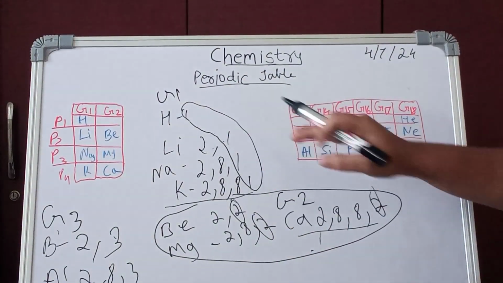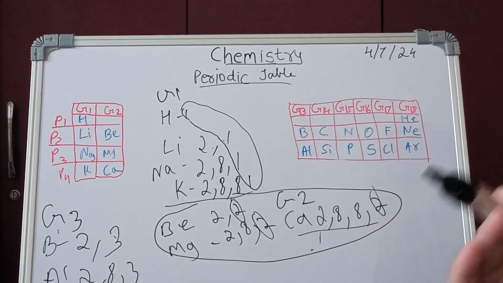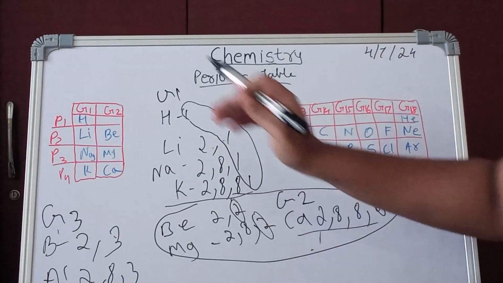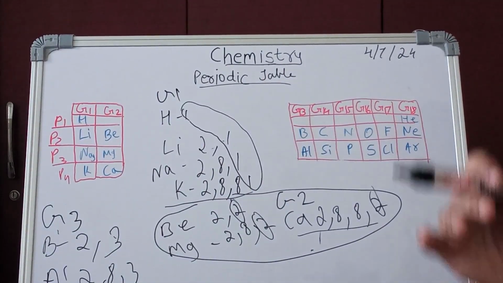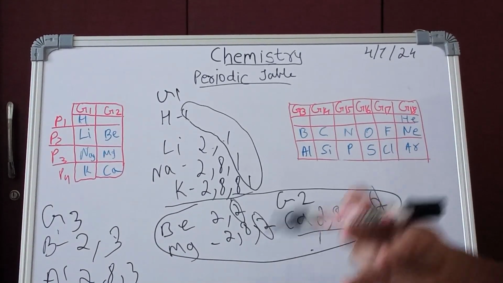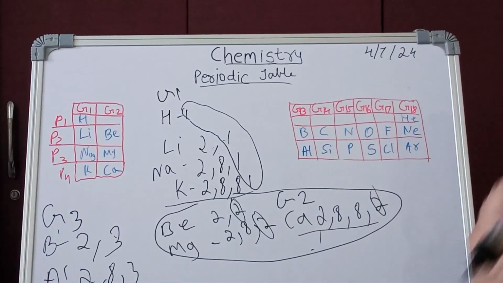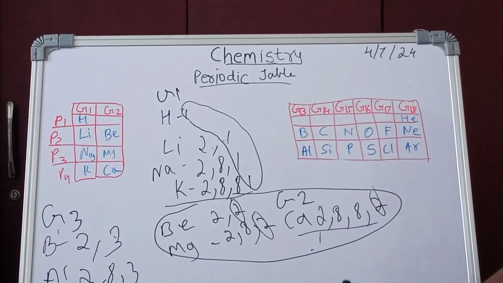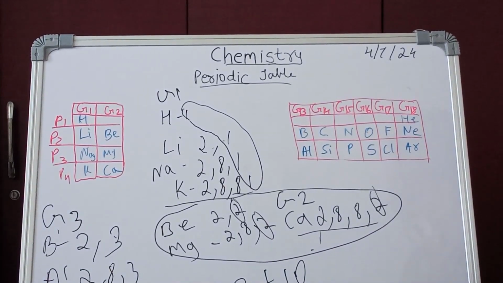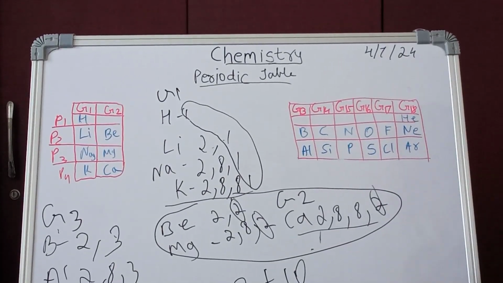So for valence electrons 1 and 2, you just leave them as 1 and 2, and put them in group 1 and group 2. But for other valence electrons after 2, that is 3, 4, 5, 6, you have to add plus 10. So if I add plus 10 to 3, it becomes 13. So which group does it go to? It goes to group number 13.